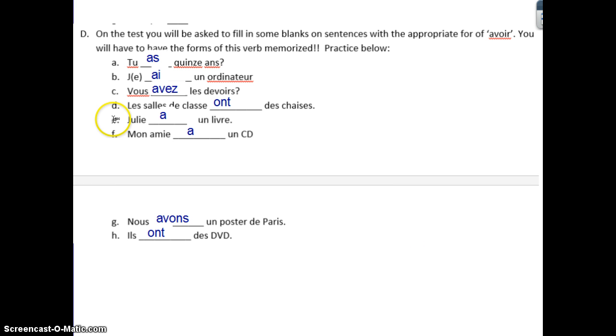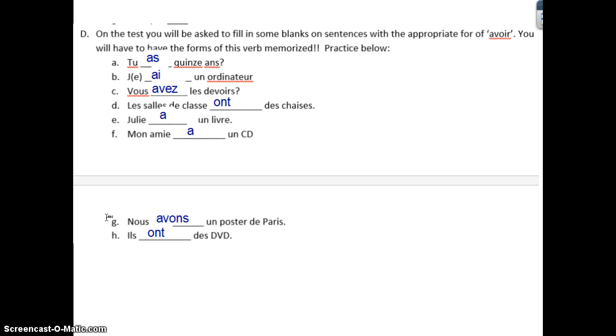Julie is one girl, so even though Julie is not on your avoir chart, the word elle is the word for she, so that elle form of avoir is a. Julie a un livre is Julie has a book. Mon ami is my friend, and this happens to be a friend that's a girl. That's how you can tell because it's got an E added to the word ami. Your friend who is a girl is just like Julie. You could use the word she instead. You use the word elle in French. So the elle form of avoir is a. Mon ami a un CD is my friend has a CD.